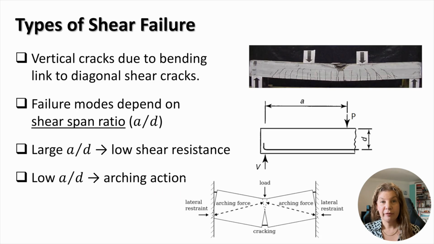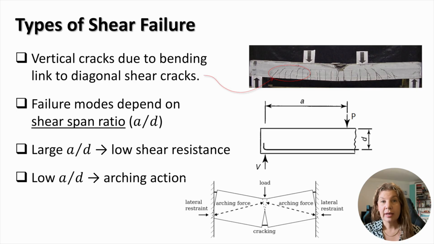Loaded beams develop vertical and diagonal cracks. The vertical cracks develop due to bending in the zones of high bending moment, while the diagonal cracks develop due to the action of shear in the zones of high shear forces. The diagonal cracks can start as vertical cracks.